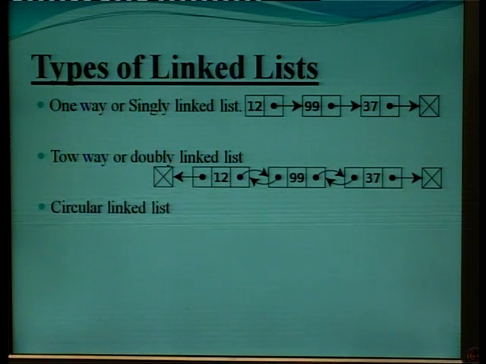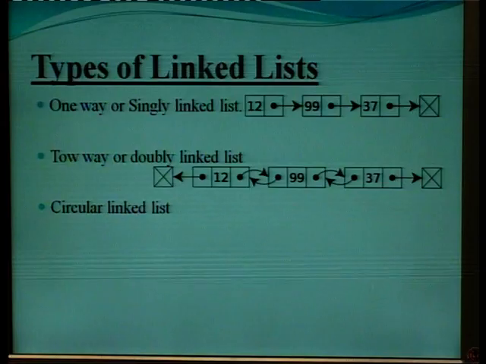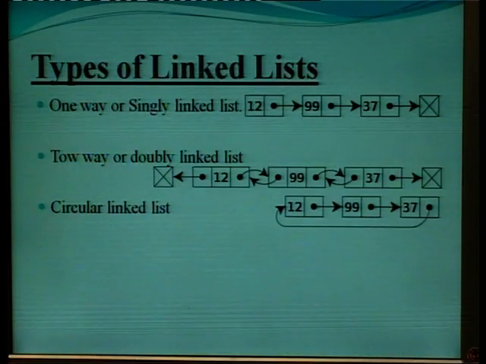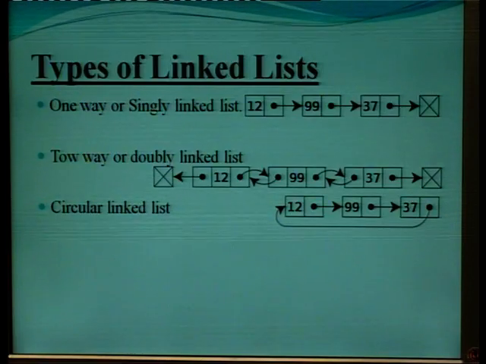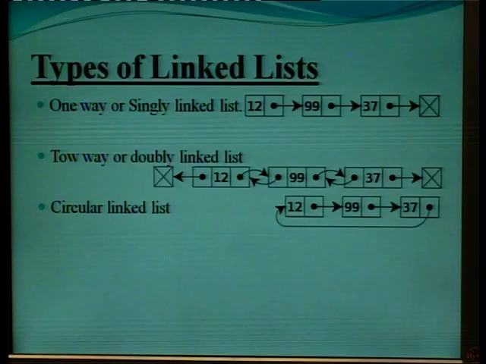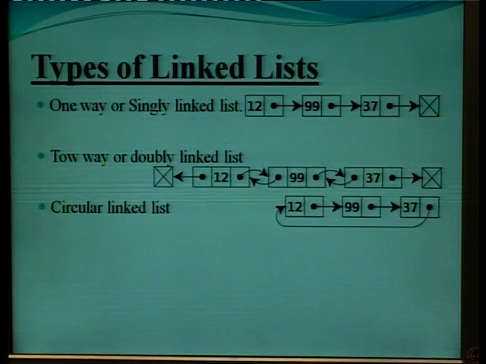So next is the circular linked list. In case of a circular linked list, the last node does not contain a null pointer. It again contains the address of the first node. So in this way it looks like a circular queue or circular linked list.